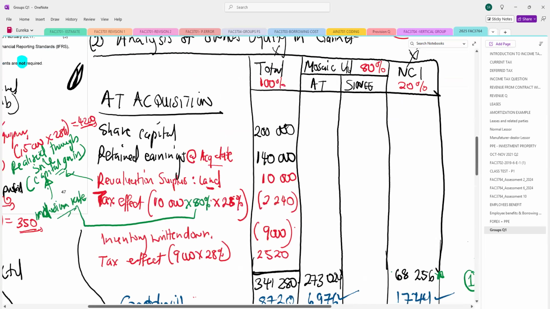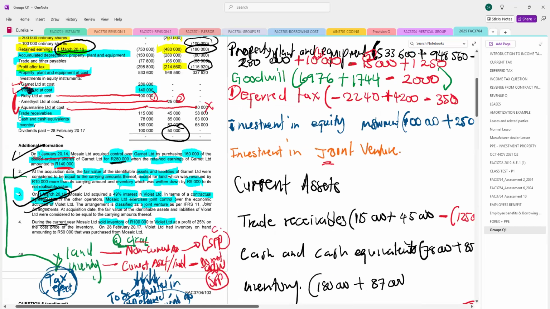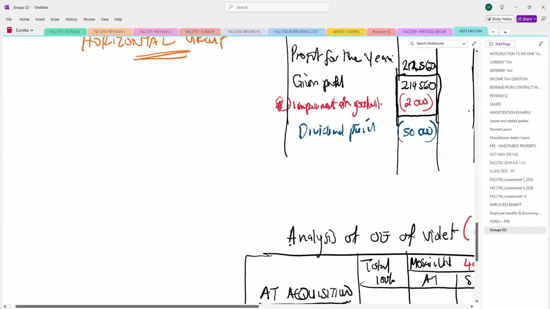So, on the dividend, I'm going back to the trial balance. Dividends paid. Actually, we do not have. Violet did not declare or pay any dividends. So if we had, we're also going to share it and it was going to decrease the investment in joint venture.